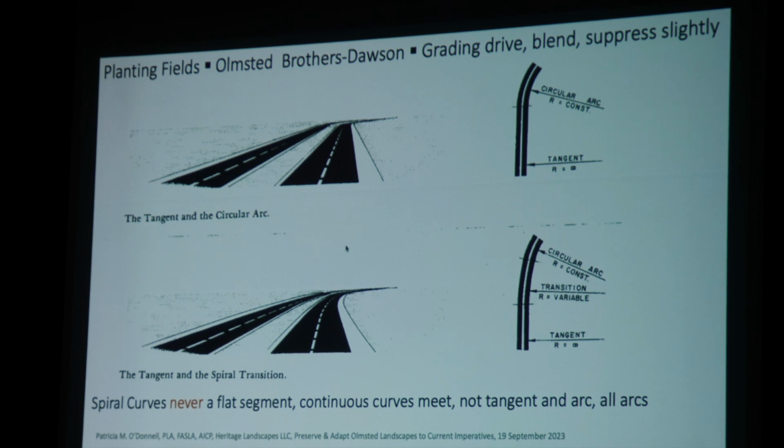The top view shows you a flat tangent and a circular arc. This is standard engineering practice. The lower image shows you a spiral curve where the radial length changes across the curves and they simply meet without a flat segment. This is a very important aspect of the feeling of grace and ease in an Olmsted landscape.